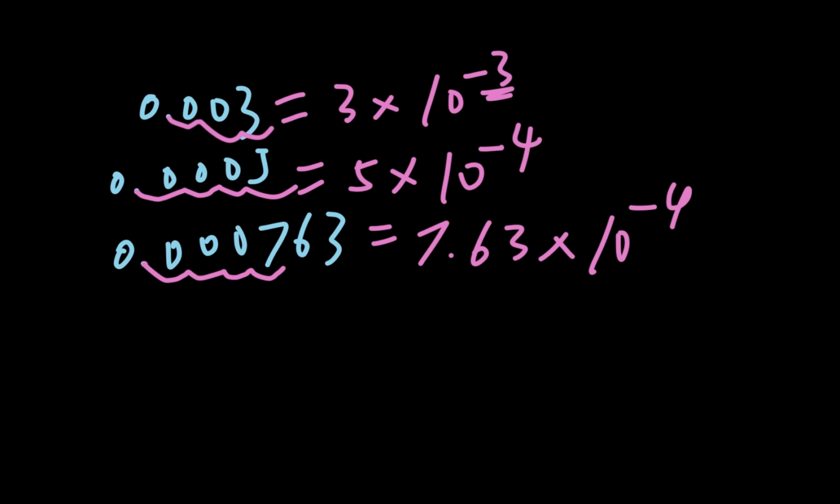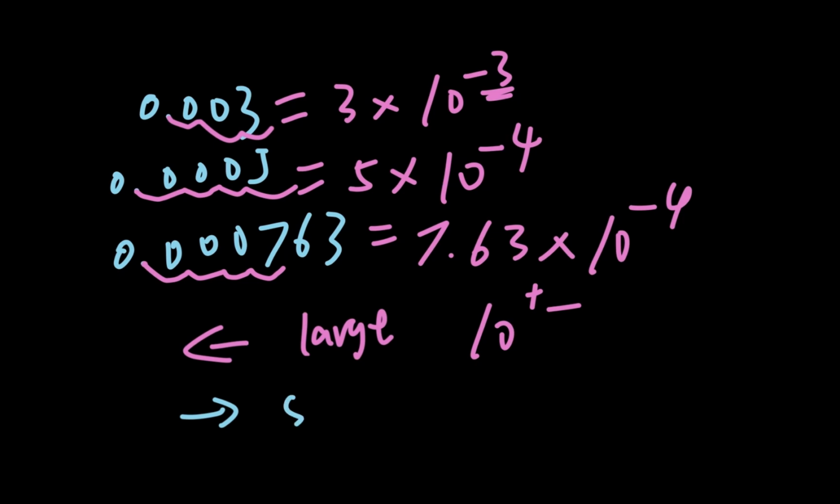Just remember that whenever we move the decimal point to the left, or when the number is really large, the power on 10 should always be positive. So 10 to a positive power. But if we're moving the decimal point to the right, or if it's a really small number, the power on 10 should always be negative.